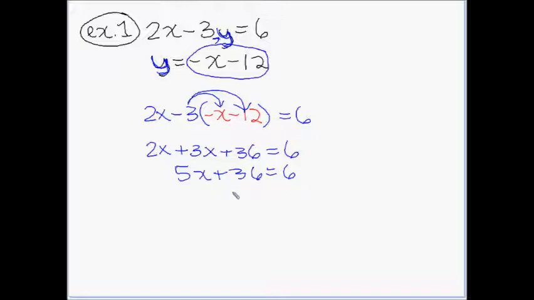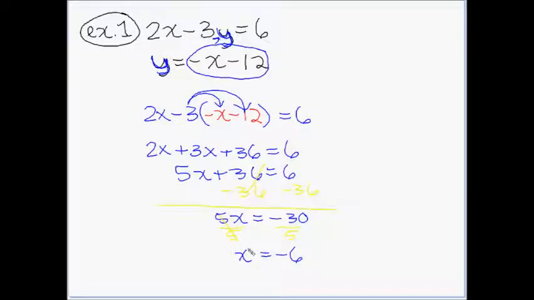Okay, subtract 36 from both sides so that you can isolate the x. So subtract 36, that cancels out. So we have 5x equals negative 30. Divide both sides by 5, and you get x equals negative 6. Alright, but we're not done yet. That's just the value of x. We have to find the value of y as well.